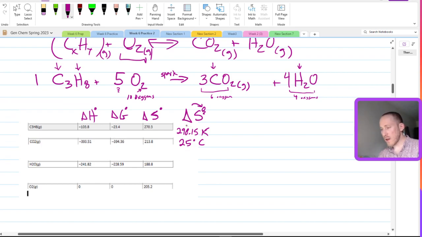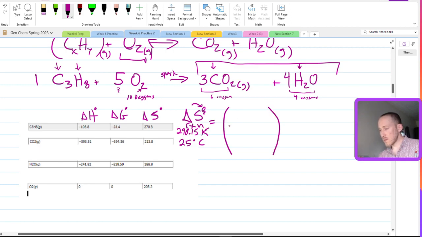And the standard delta S of our reaction is going to equal our products with their coefficients. So let me get this right this time. We got our products, which is going to be 3 times, I obviously did not leave enough space. Looks like the delta S of CO2.